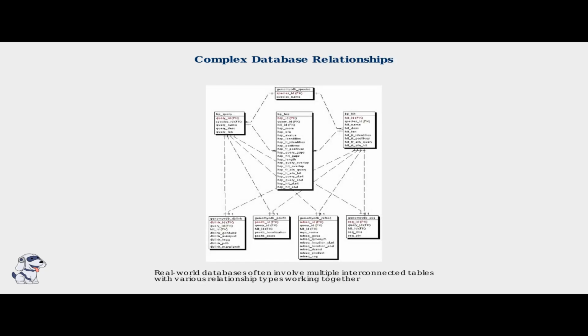In real-world applications, databases become much more complex, involving multiple tables with various types of relationships. This genomics database example shows how many tables can be interconnected through primary and foreign key relationships, creating a comprehensive data model that maintains integrity while supporting complex queries.